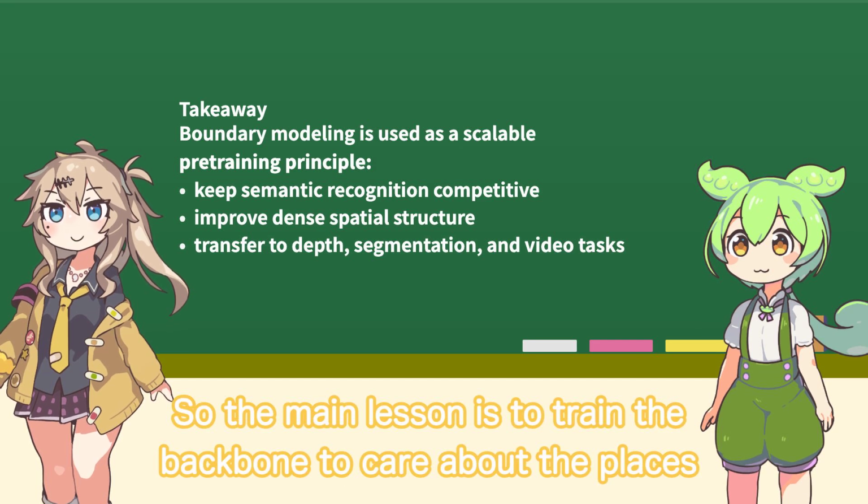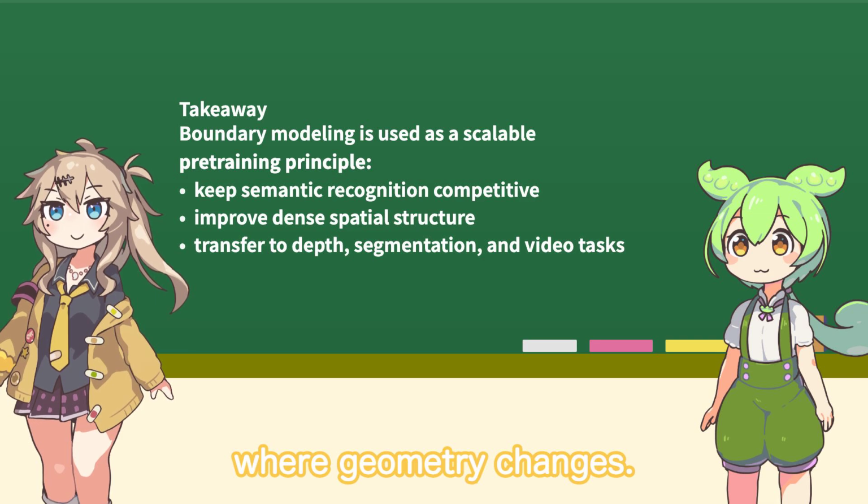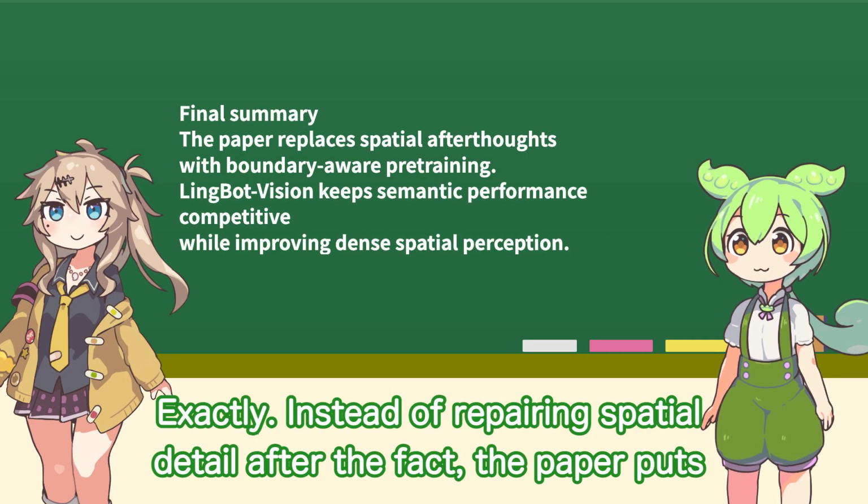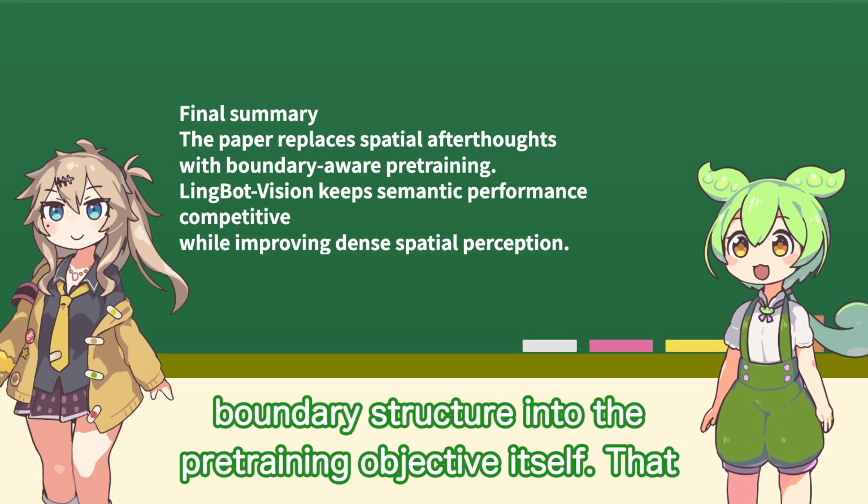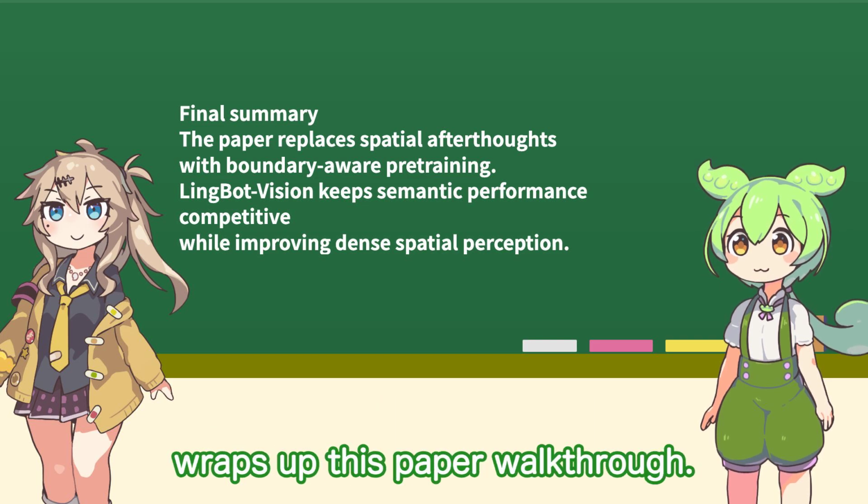So the main lesson is to train the backbone to care about the places where geometry changes. Exactly. Instead of repairing spatial detail after the fact, the paper puts boundary structure into the pre-training objective itself. That wraps up this paper walkthrough.